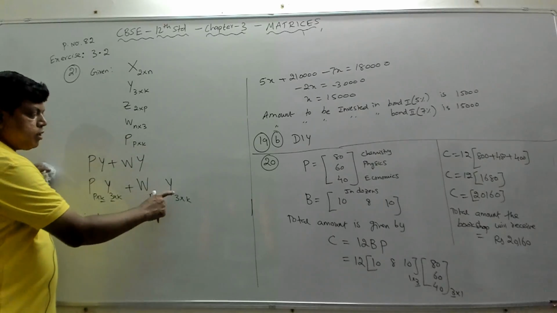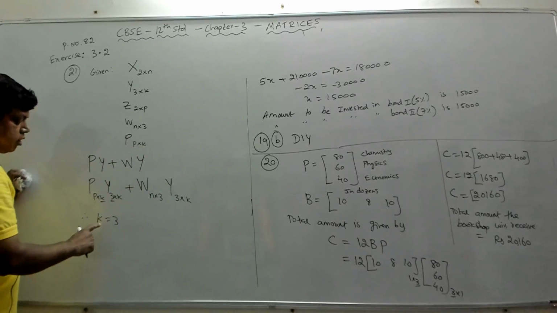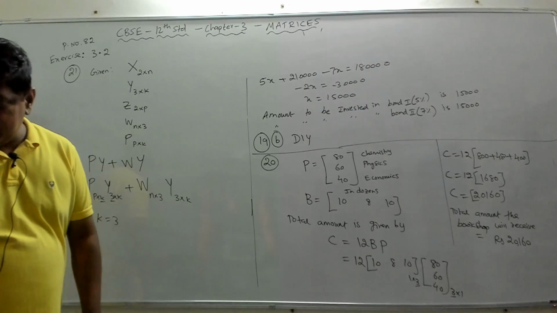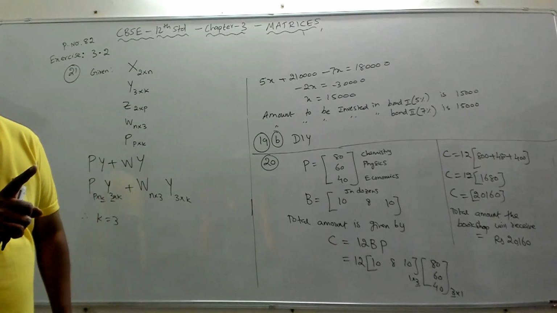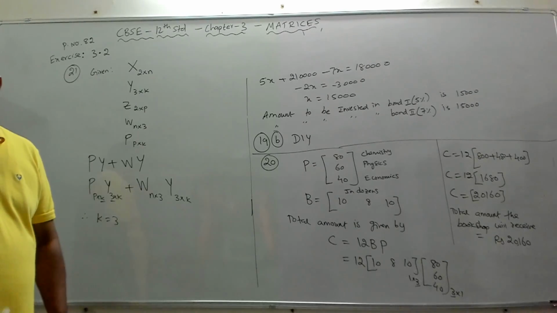We can multiply W and Y. So the first condition that we got is K should be equal to 3. Which means, it is given K is equal to 3 in which option? Option A and option C. So one of them should be right.